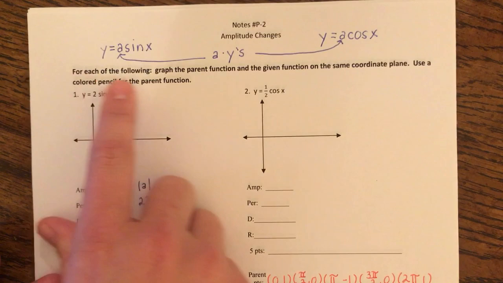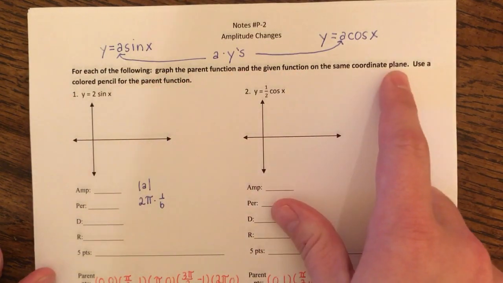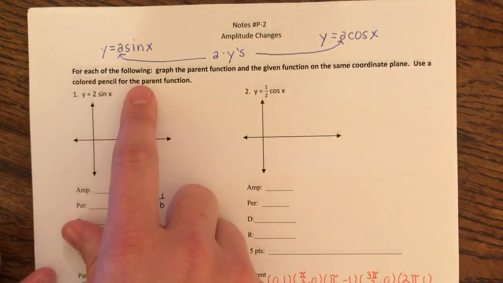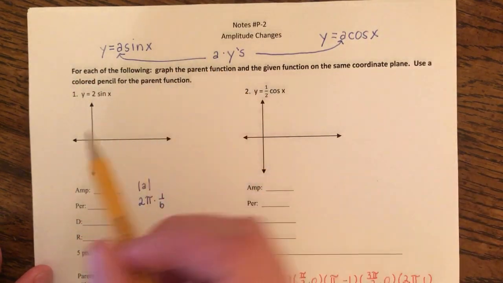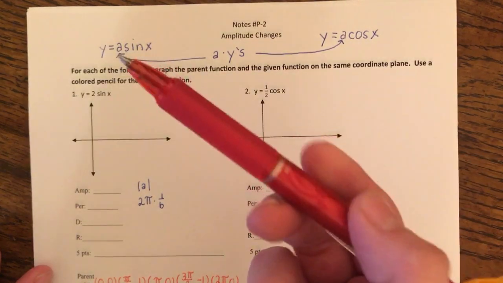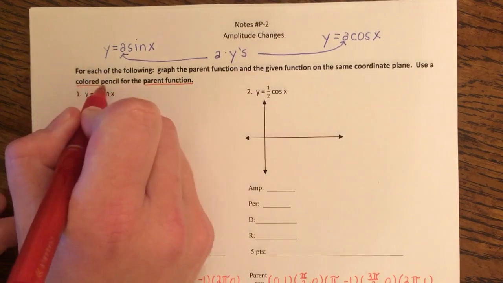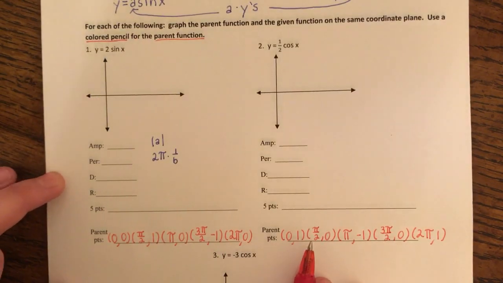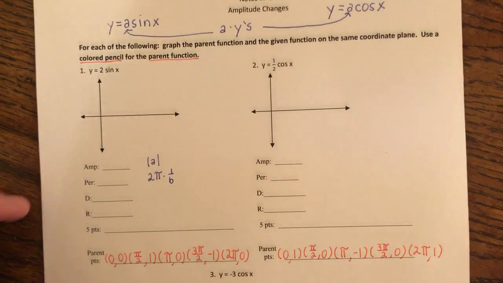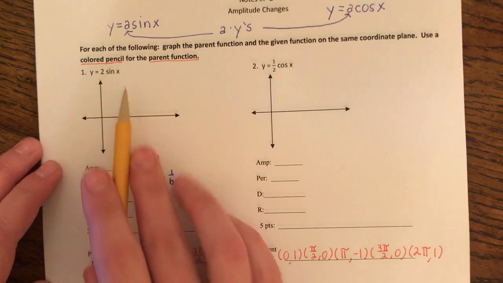So in the directions, for each of the following, graph the parent function and the given function on the same coordinate plane. Use a colored pencil for the parent function. So I'll use my regular pencil for the new graph, and I'll use my red pen for the parent function. So the parent function will be in red, and you've noticed I've already put my parent function points in red here. So let's talk about number one, y equals 2 times the sine of x.